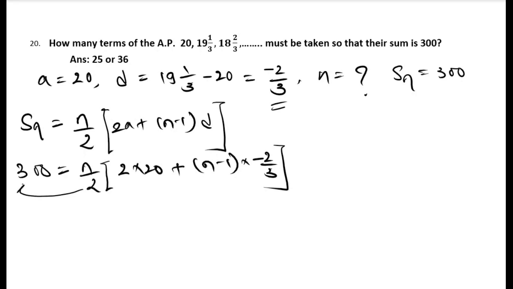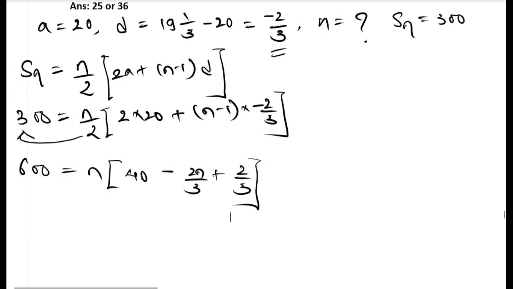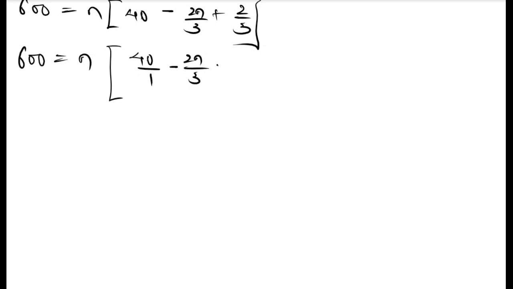First I will shift this 2, multiply with 300, becomes 600 is equal to n bracket 40 minus 2n by 3. Minus 2 by 3 into n is minus 2n by 3 plus 2 by 3. Now we can take the LCM of the bracket. So 40 by 1 minus 2n by 3 plus 2 by 3.